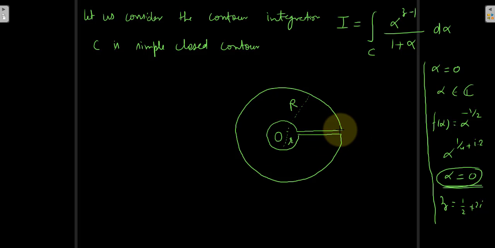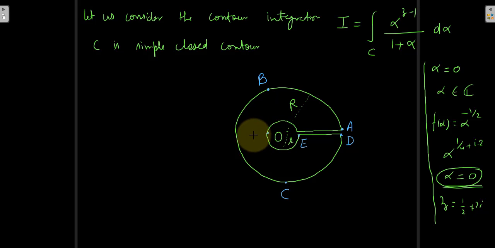Now let me name some points here. So suppose that this point is A, then take some intermediate point. Suppose this is B, this is C. Suppose this point is D, right? Now let us name it as E.